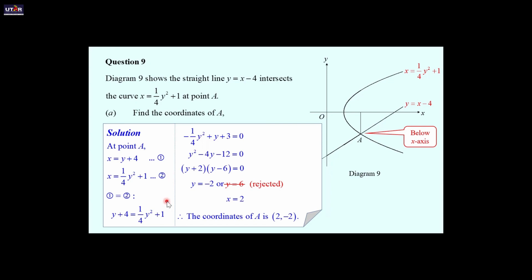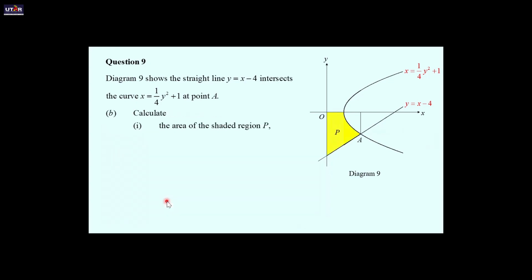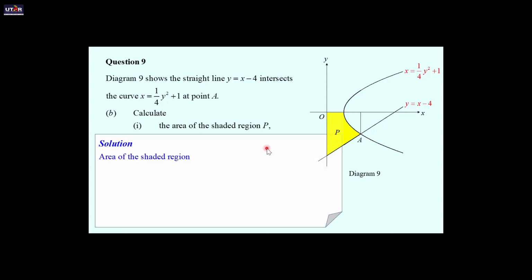Let us proceed to part B. In part B, part 1, calculate the area of the shaded region P. From the diagram, region P is bounded by the x-axis, y-axis, the curve, and also the straight line.